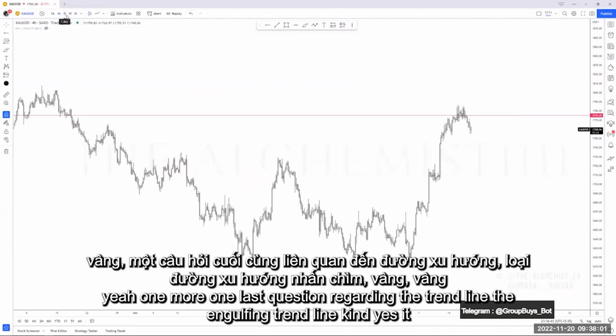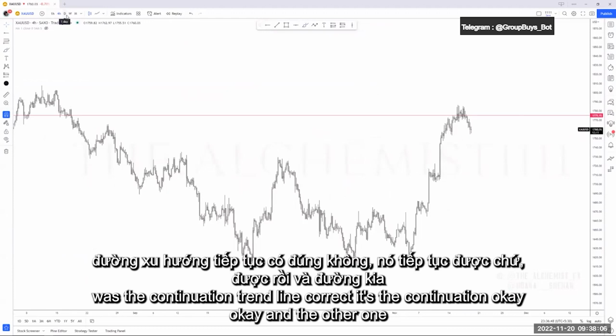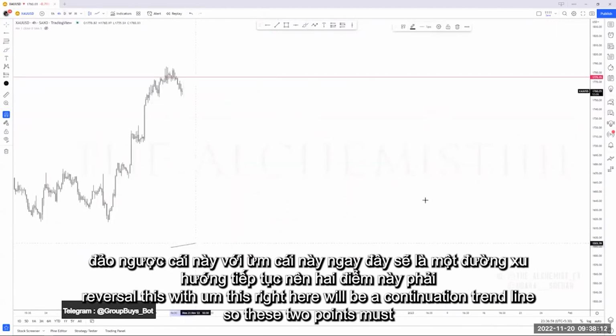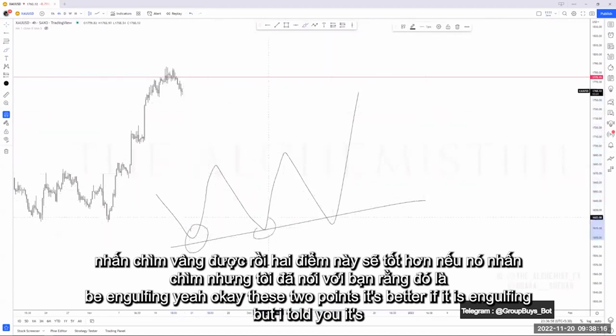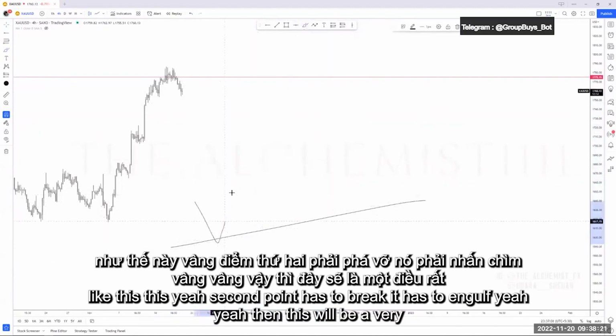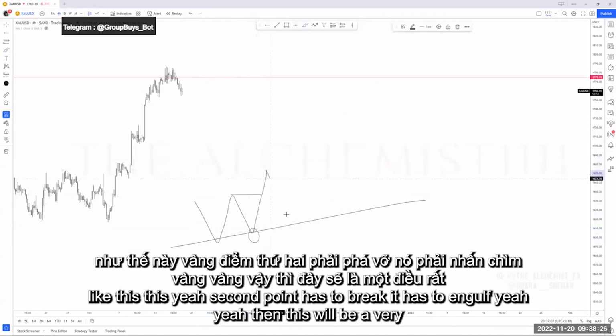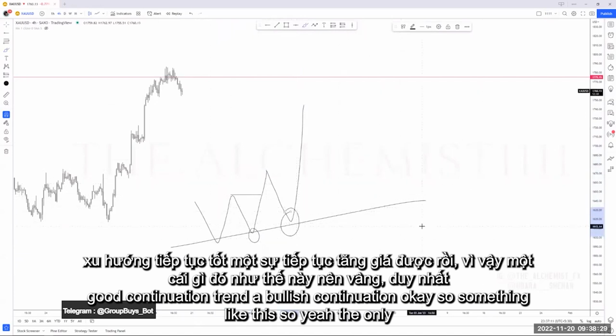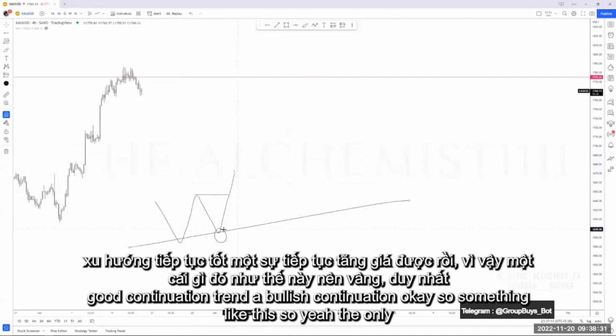One last question regarding the trend line, the engulfing trend line kind. Yes, it was the continuation trend line, correct? It's the continuation trend line. And the reversal one is different from this right here, which is a continuation trend line. These two points must be engulfing. It's better if they are engulfing, but this second point has to break. It has to engulf. Then this will be a very good trend line, a bullish continuation. So pay attention to this.